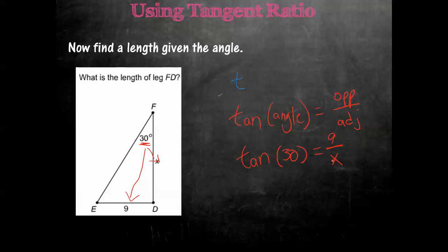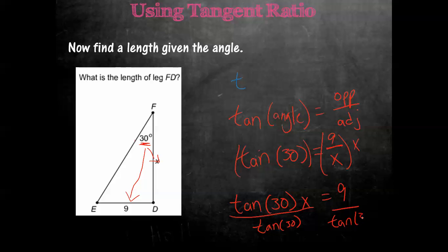So what we would do is first we would take 9 is being divided by x, so we're going to multiply by x to get rid of that x on the bottom, right? So that's going to give us tangent 30 times x equals 9, and then we're going to divide by tangent 30.